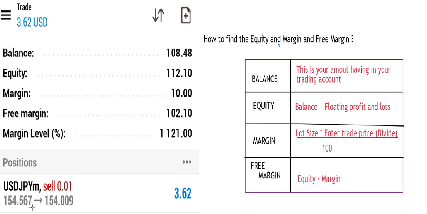Okay, I think you may understand with the example. I have mentioned USD JPY, which I have noticed. I think you may understand what is meant by equity, margin and free margin.